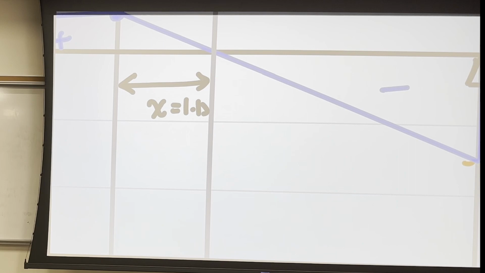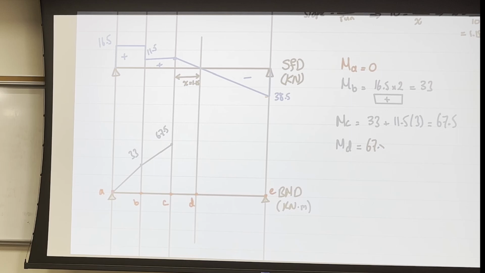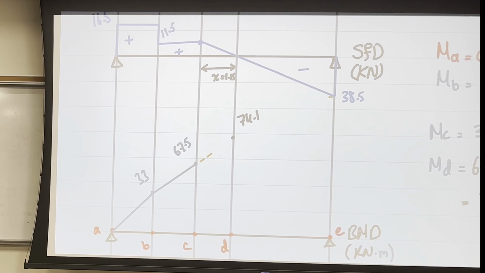Now, if I want to add this area, I will say 67.5, which is this guy, which represents the summation of the area before that point, then I'll add that small area, plus half base times height. So this will equal 74.1. Okay, so here, 74.1. So I know that, let me draw a working line here, dotted because I'm gonna delete them, and then I do have working lines here.